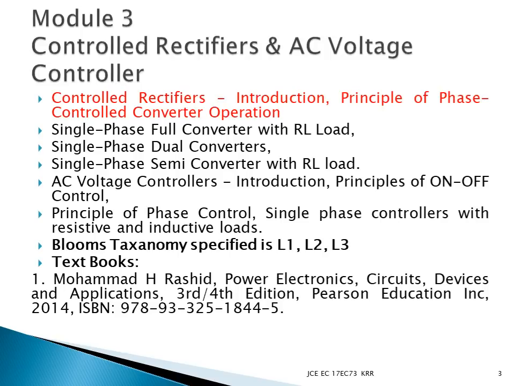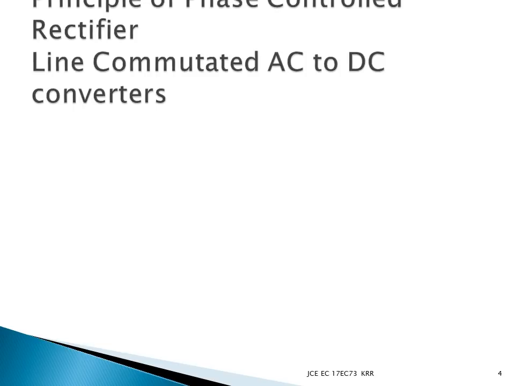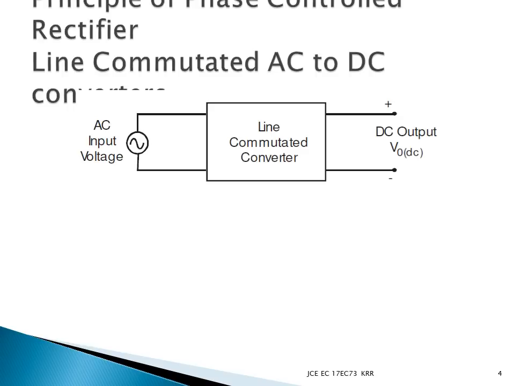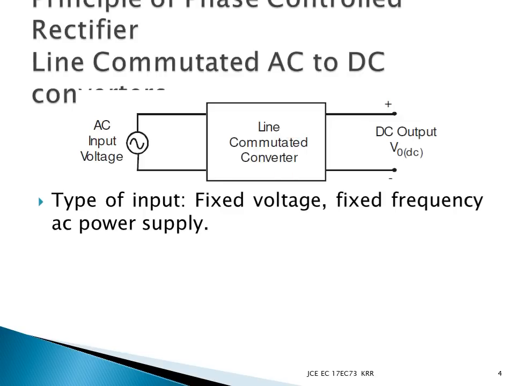phase controlled converter operations. So the principle of phase controlled rectifier, and it is also called a line commutated AC to DC converter. We all know what a rectifier is and how it works. Basically a rectifier will have an AC input and it will have a DC output. And why we say line commutated is because the input AC itself, when it goes negative, is able to turn off the power devices that are used in this converter circuit. So it is called a line commutated converter.